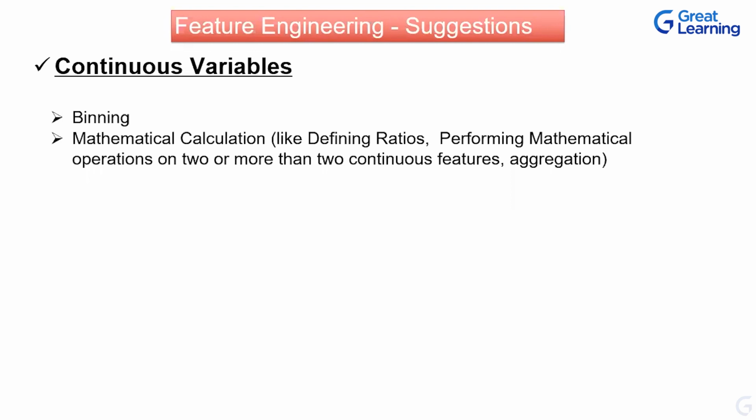What criteria do we look at for binning? We look at the various values available at quartiles. For a data set which is huge enough, we might decide to create 10 bins out of it. So we look at the 10 percentiles, see what values are available, and create a bin. Or for a continuous variable, we do a mathematical calculation like defining ratios. One example which I took was a loan to asset ratio, performing a mathematical operation on two or more continuous features, like an aggregation or a mean or a max. So we try doing a mathematical operation on the variable.